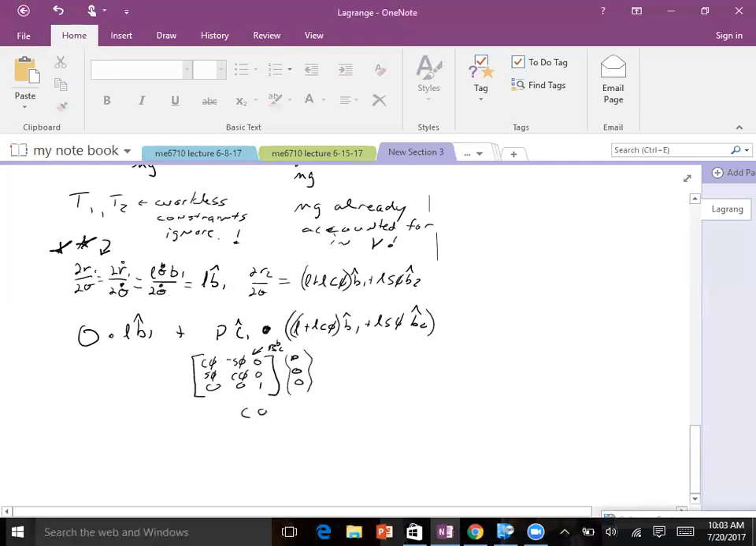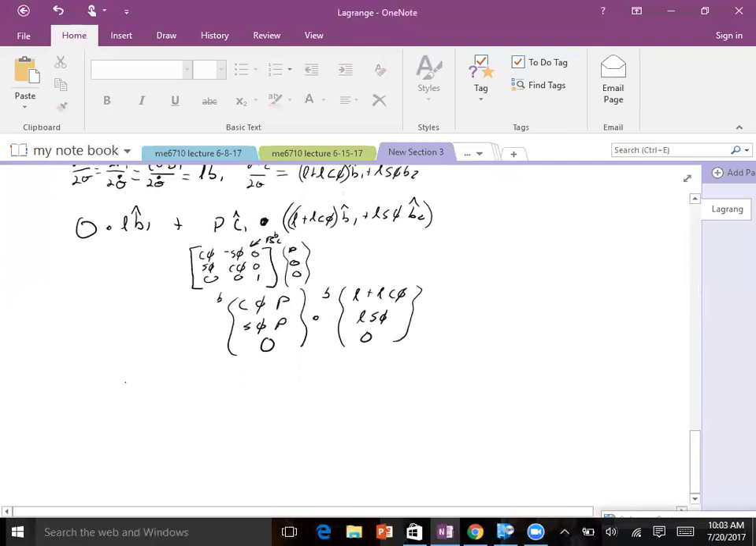So I'm going to get cos phi P, sine phi P, and a 0, dotted with L plus L cos phi, L sine phi, and 0, and those are both in the B frame. So one more time, I'll get a 0 for the first term, and then L times cos phi plus cos phi squared, plus L sine phi squared P. Or I can rewrite this one more time. It looks like I'm going to get L times 1 plus cos phi, P.